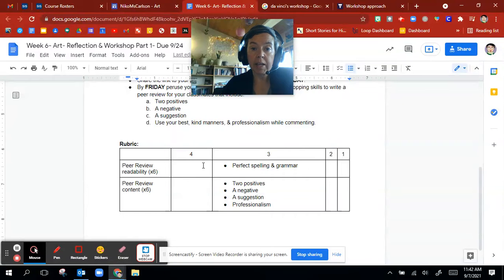So you guys are going to be looking at each one, and there's 6 of you in the class, so everybody is actually going to be doing 5. You are going to be looking at this and writing a peer review with perfect spelling and grammar, of course, and you're going to be including 2 positives, a negative, which is something that you feel is not good about the person's portfolio, and a suggestion for improvement. So 2 positives, a negative, and a suggestion for improvement.